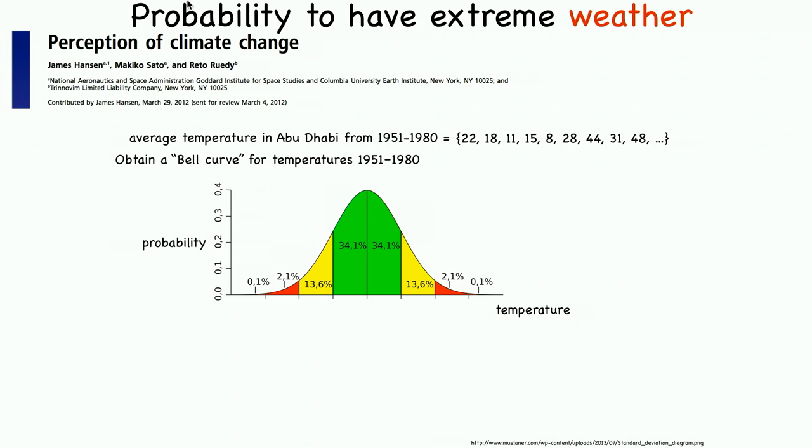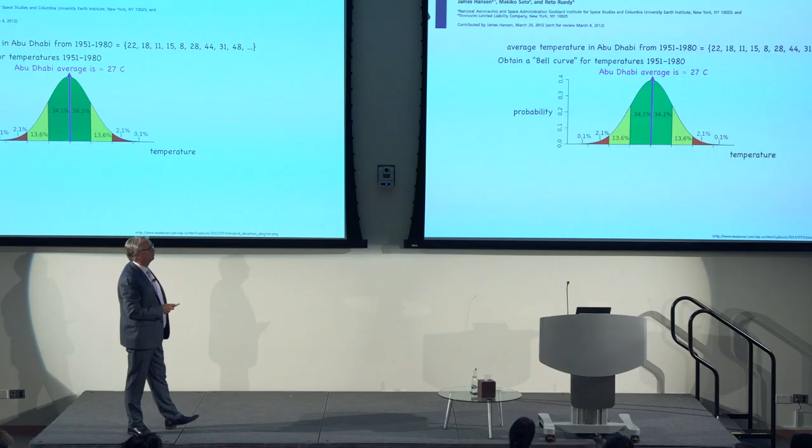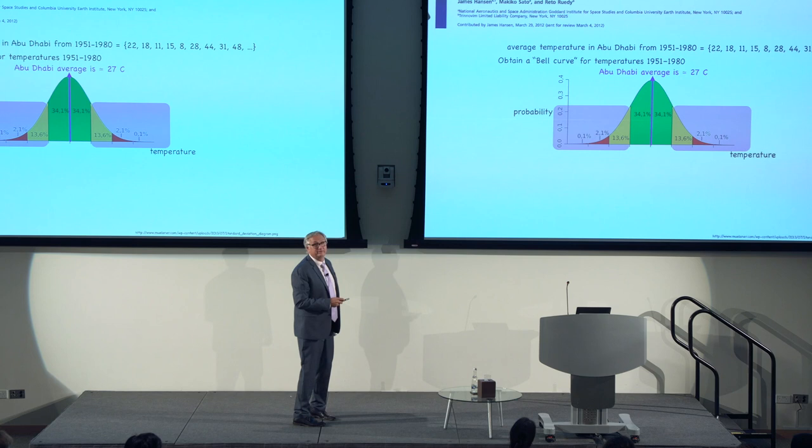There's an average. You'll recognize that these kinds of bell curves are characterized by an average, which, by the way, in Abu Dhabi, the year-round average is about 27 C. But there are these rare events, aren't there? Very cold and very warm events. And they're supposed to be rare because the Gaussian tells you that that's supposed to be rare.